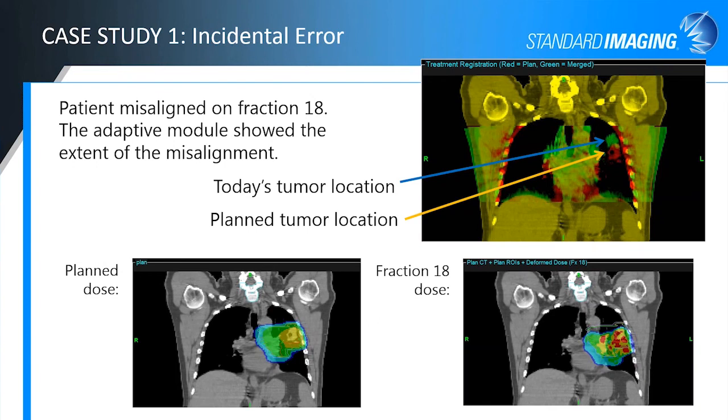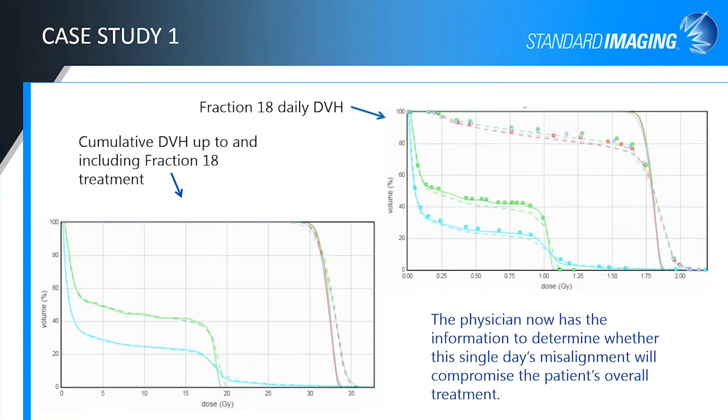Why was this missed on the machine? Probably they were aligning to the bony anatomy or vertebral bodies. It just wasn't caught on the machine, but it was caught in the software. And we can see the extent of that miss recalculated in adaptive. Looking at the DVH data, we have our cumulative DVH. So this is the whole plan DVH.